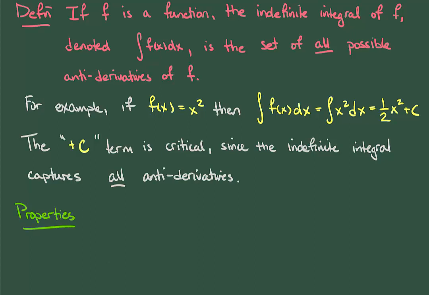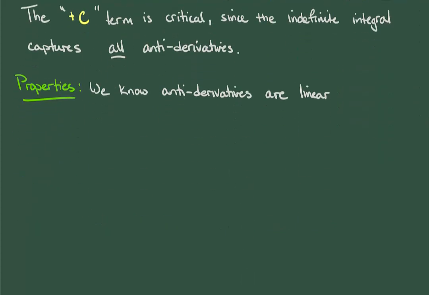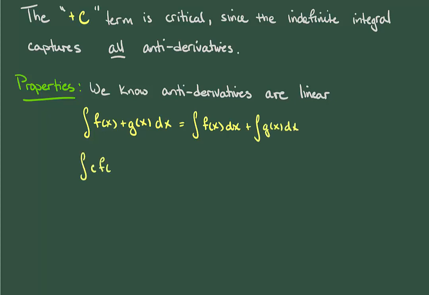We can now translate the properties of the antiderivative into those of the indefinite integral. For example, since finding antiderivatives is linear, so too is the indefinite integral. The integral of the sum is the sum of the integrals, and we can pull real number scalars out of the integral. So we've done lots of antiderivatives already, but let's do one more example just to solidify this.